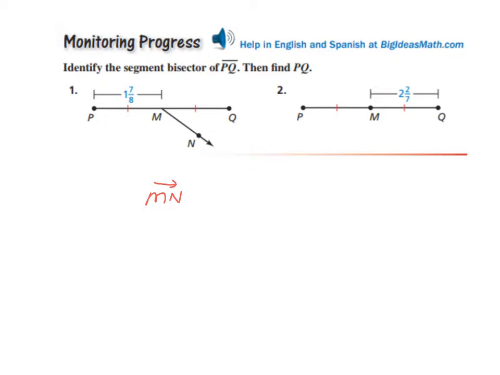To find PQ, all I'm going to do is double it. Right. So I have a fraction. I would suggest if you have a mixed number like this, 1 7/8, turn it into an improper fraction. Take 1 times 8 plus 7, and when you do that, you get 15/8. If that's 15/8, this is also 15/8. Then you want to just add them together or double it. 15/8 plus 15/8 is 30/8.